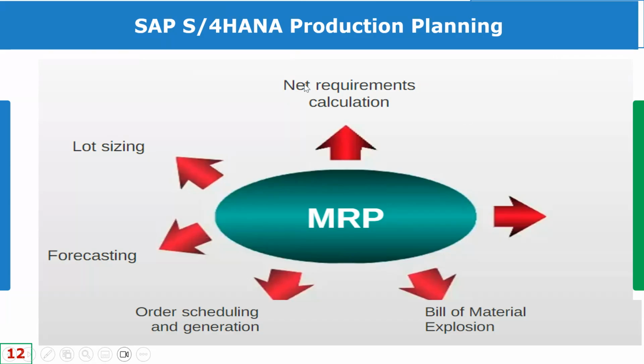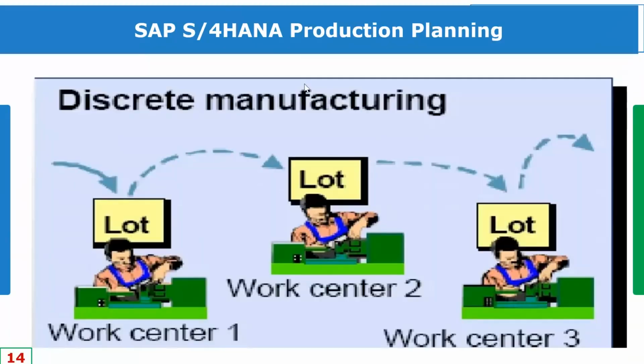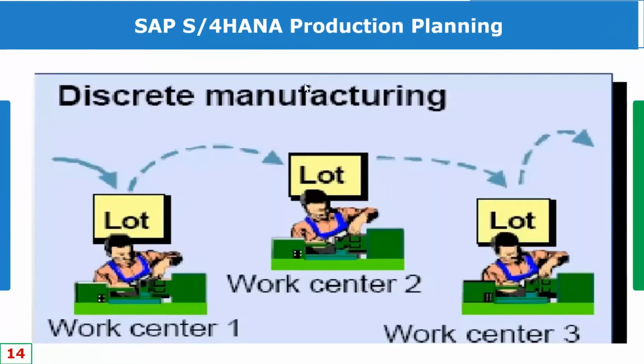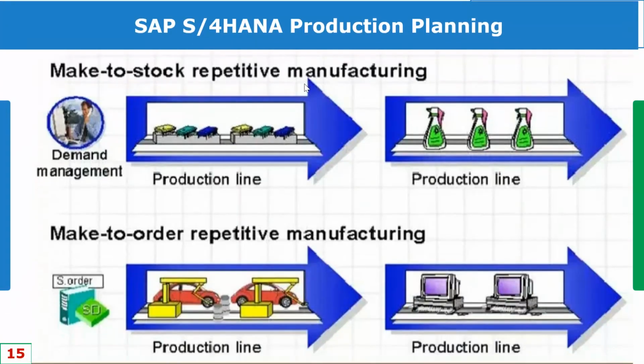And here, as I mentioned, based on the procurement, we are creating purchase orders or production orders and other things. It is giving the basic process flow for that. And this is the different machines: what are the different machines required for creating that production order? And this is the repetitive manufacturing and different make to order, make to stock scenarios.